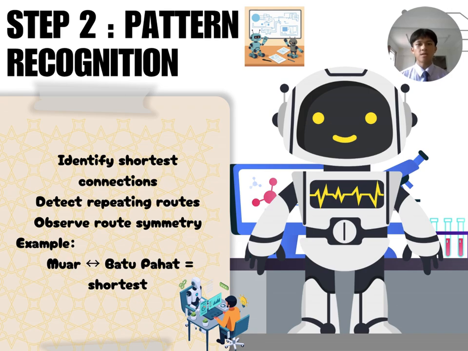The second step is pattern recognition. In this step, I analyze the routes to identify useful patterns such as the shortest connections between locations, repeating routes, and symmetry in the route arrangements. For example, the route between Muar and Batu Pahat appears to be one of the shortest connections, making it an important part of efficient routes. Recognizing these patterns helps reduce unnecessary calculations and allows us to focus on more promising solutions.